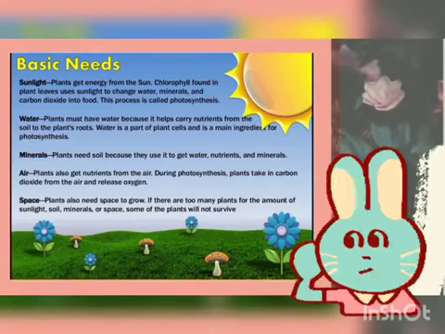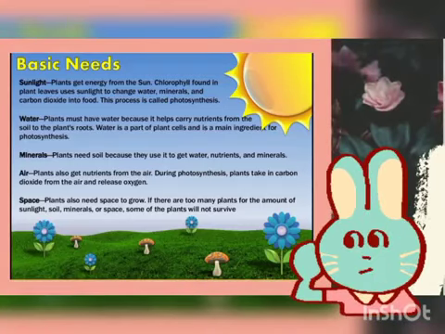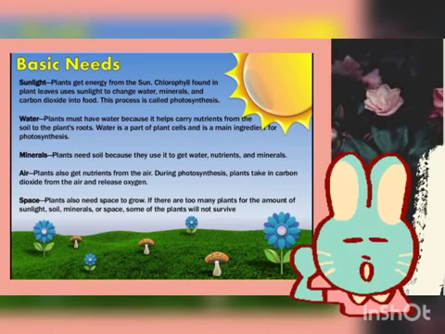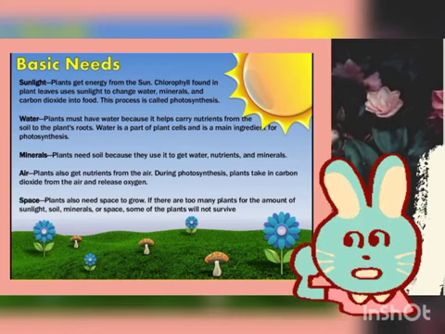What are the things plants need to live? The basic needs: first, sunlight. Plants get energy from the sun. Chlorophyll found in plant leaves uses sunlight to change water, minerals, and carbon dioxide into food. This process is called photosynthesis.